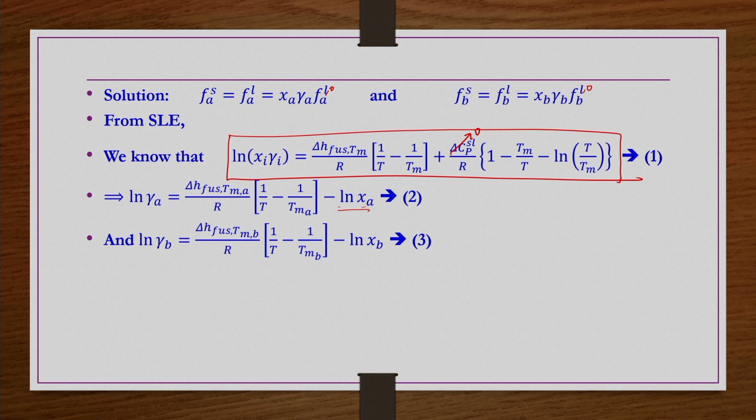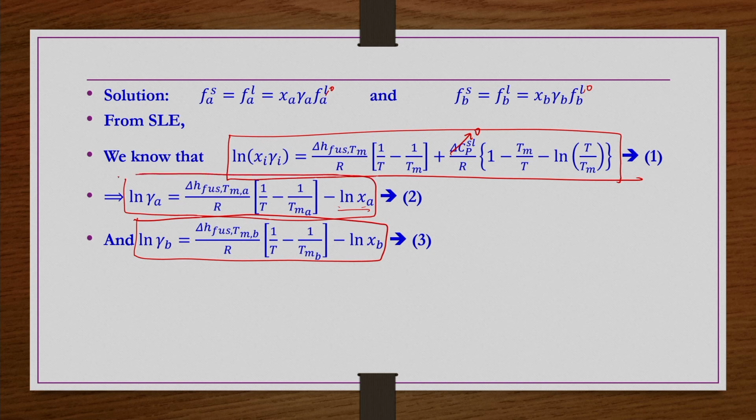Similarly, for the second component, ln gamma B is equal to delta H fusion at Tmb by R multiplied by (1 by T minus 1 by Tmb) minus ln Xb. So, these two relations are there, right. Here these delta H fusions are given, Tma and Tmb are given, and T is also given, Xa is also given, so Xb is also known. So, the only things that are not known are ln gamma A and ln gamma B.